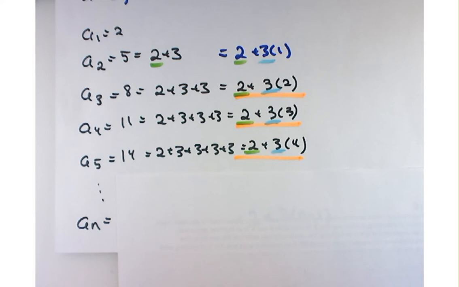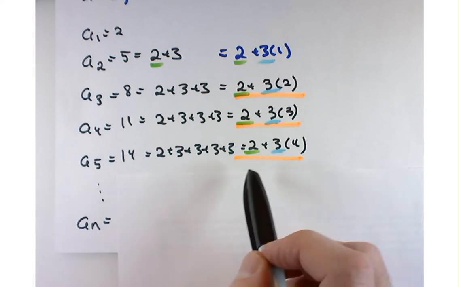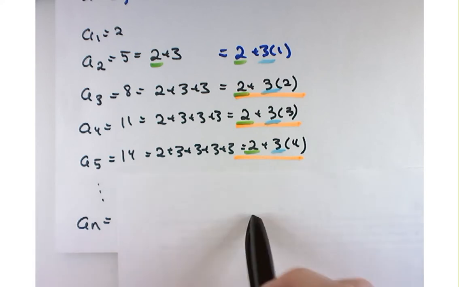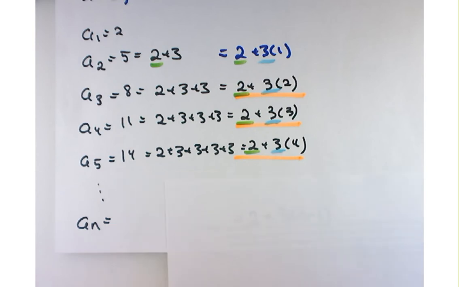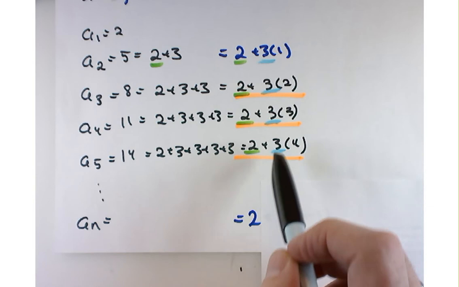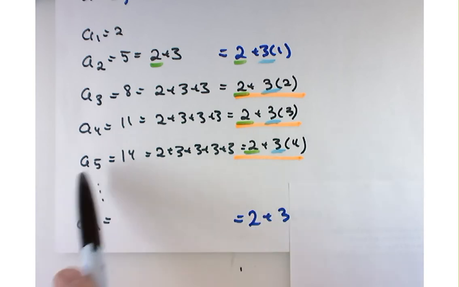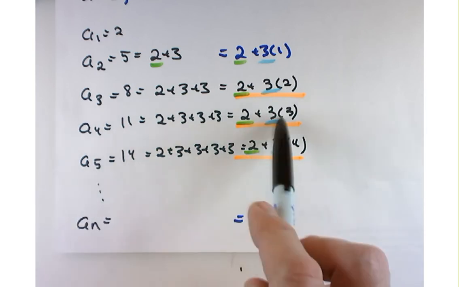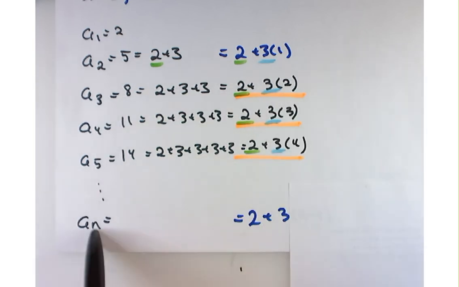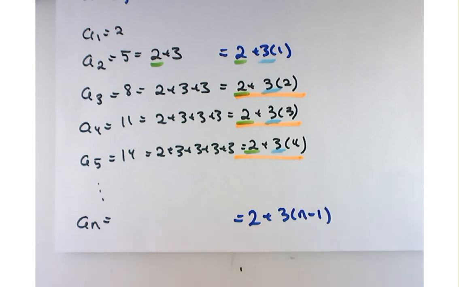Anything? Well, what should still be here? Probably the 2 should still be there, right? And maybe the 3 should still be there. And take a look at the pattern here. 5, 4, 4, 3, 3, 2. N minus 1. N minus 1. Thank you. N minus 1.